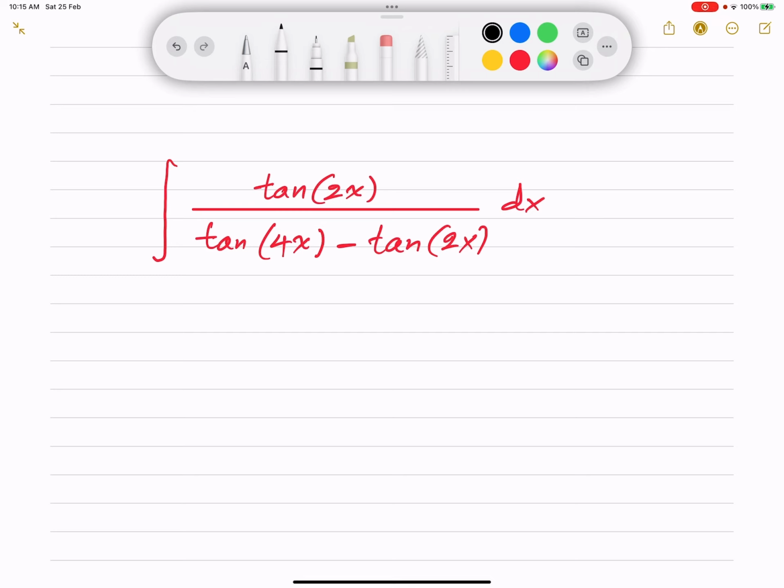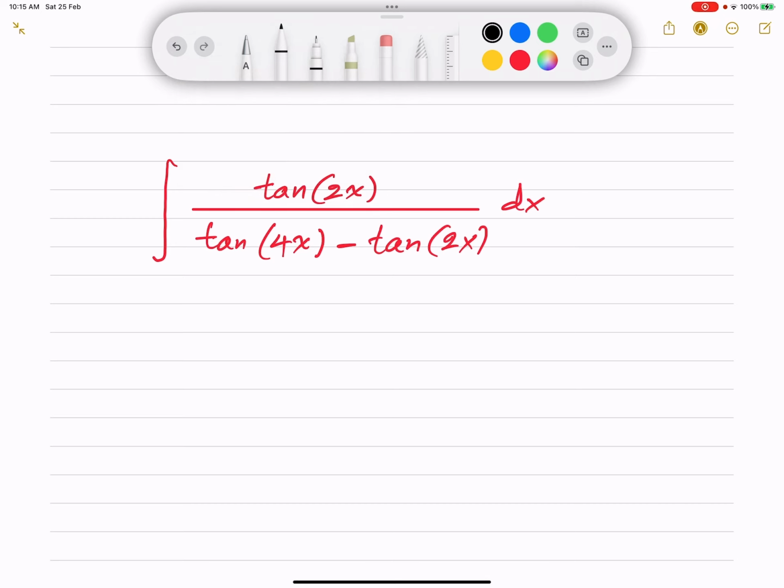In this video, I'm gonna teach you how to solve for this indefinite integral. So we have here the indefinite integral of tangent 2x divided by tangent of 4x minus tangent of 2x dx. Okay, so if you wanna try, pause this video, give this problem a try and keep watching this video for a solution. Okay, so how can we solve for this integral?